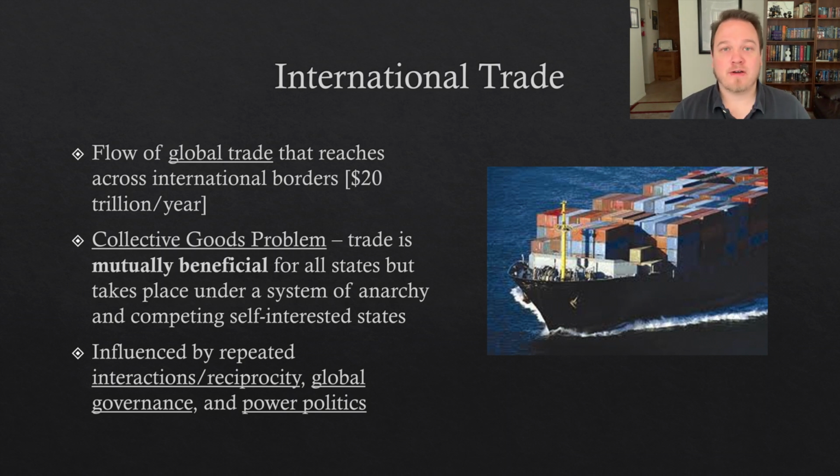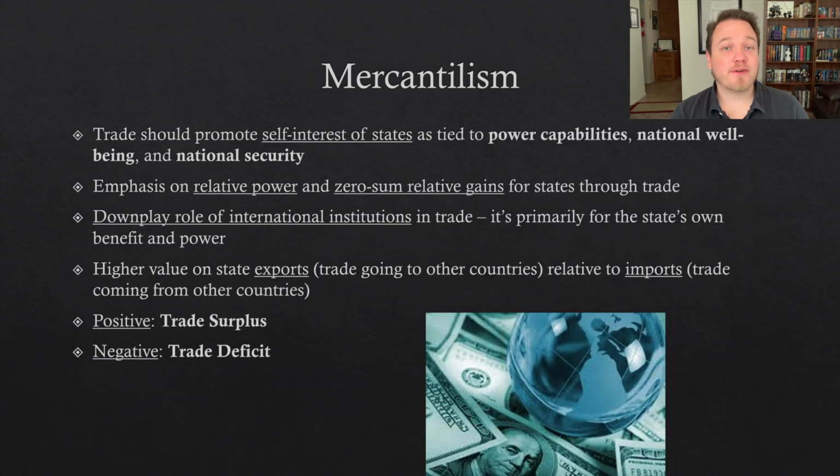All of these things are necessary for countries to function and are part and parcel of this global international trade that we have. That means that we can take some similar approaches to what we have for our other areas of international relations as far as how we study these things. There are going to be core themes that we'll see represented in international trade as well. Things like reciprocity, global governance, and power politics really all come into play when we're talking about international trade. Now, the first theory of international trade that we'll talk about is mercantilism.